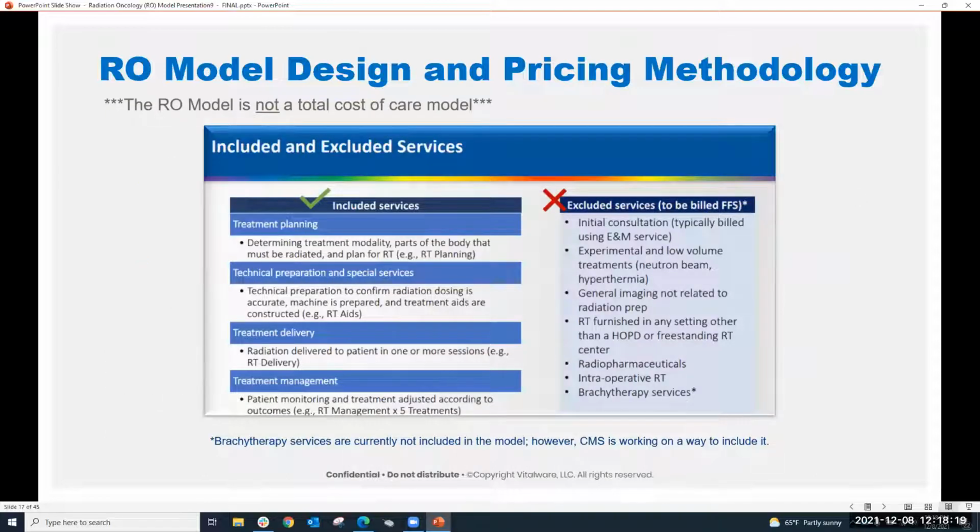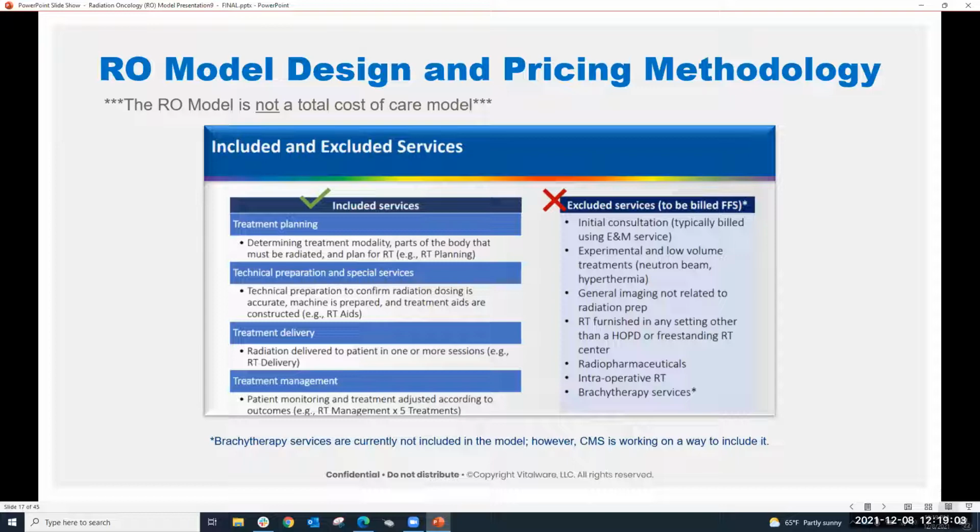One thing to note is that the RO model is not a total cost of care model. Unlike the oncology model, which is a total cost of care model, the radiation therapy model is not. You still have to bill some things using your current method of billing. So if that's fee for service, that's what you're going to have to do. You can see on the left, it has all the included services, which is your treatment planning, your technical preparation and special services, treatment delivery, and treatment management. On the right, you'll see that the initial consult, which is typically billed using an E&M service, will have to be billed fee for service.